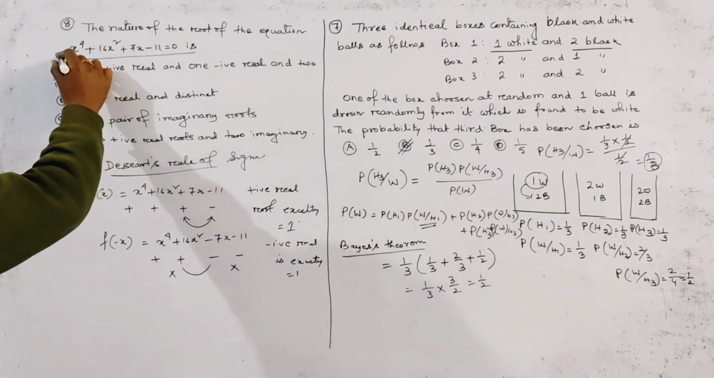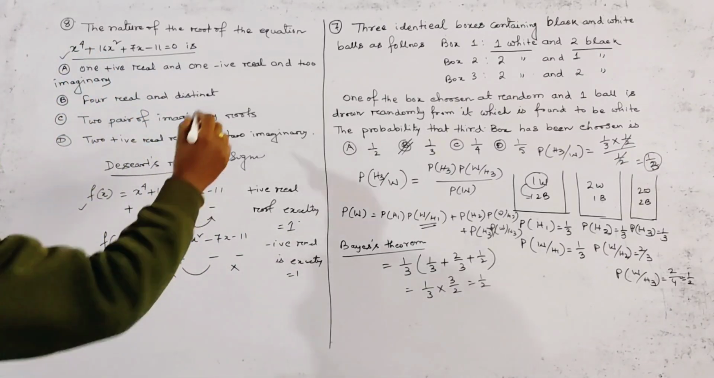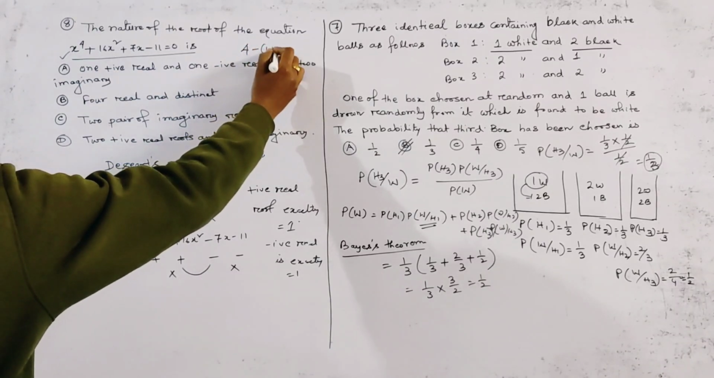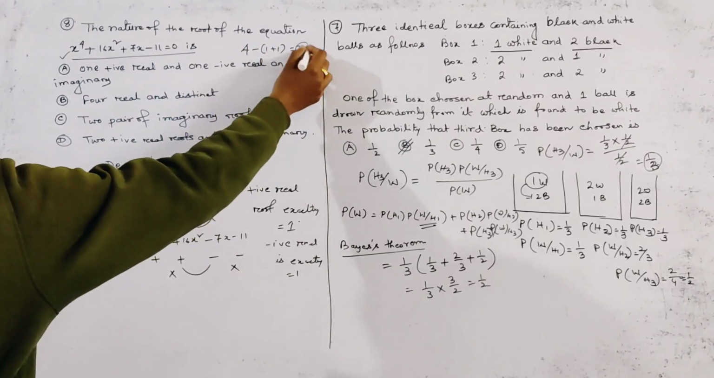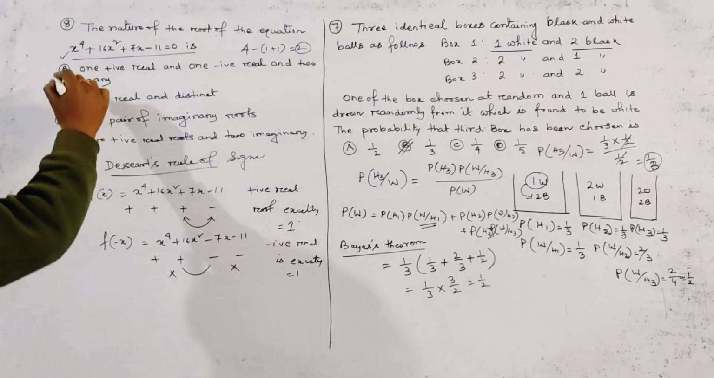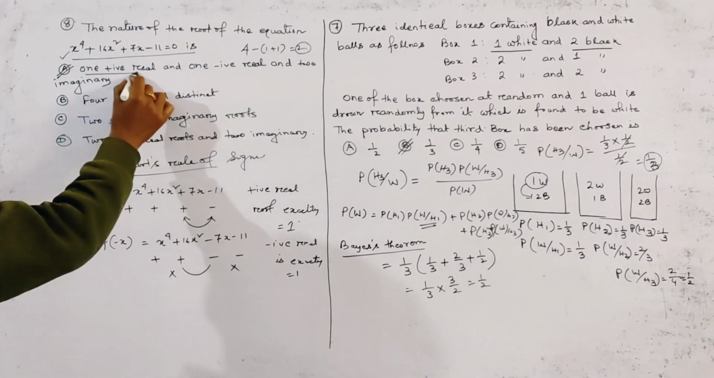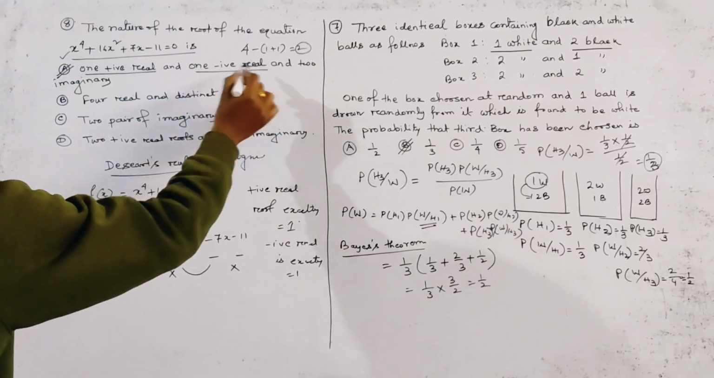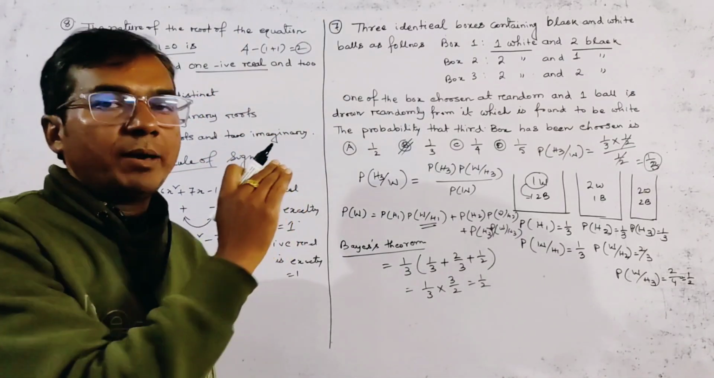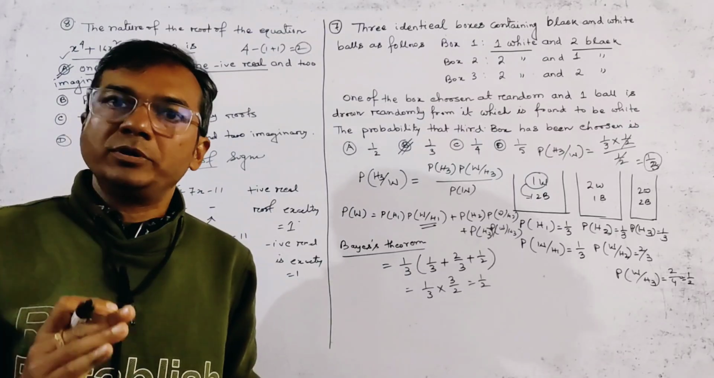And since the equation is of degree 4, the other roots, that is 4 minus 1 minus 1, this is 2 roots, must be imaginary. So our correct option is option number A, because one positive real root, one negative real root and 2 imaginary roots. Right? This is a very simple application of Descartes' rule of signs.